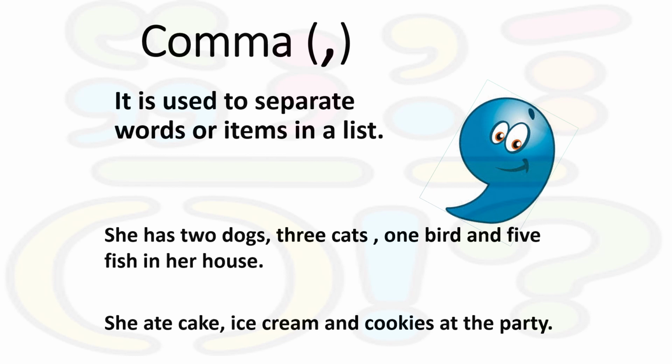Comma. It is used to separate words or items in a list. For example, She has two dogs, three cats, one bird, and five fish in her house. Example number 2. She ate cake, ice cream and cookies at the party. We can add more items by putting commas in a single sentence.